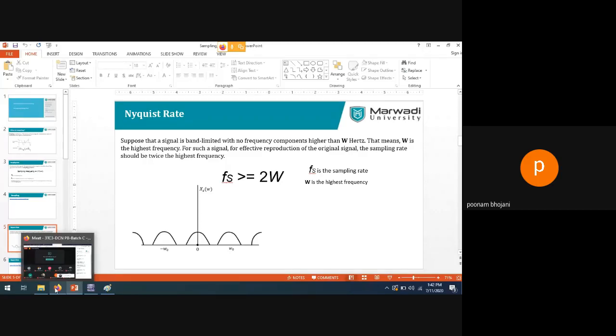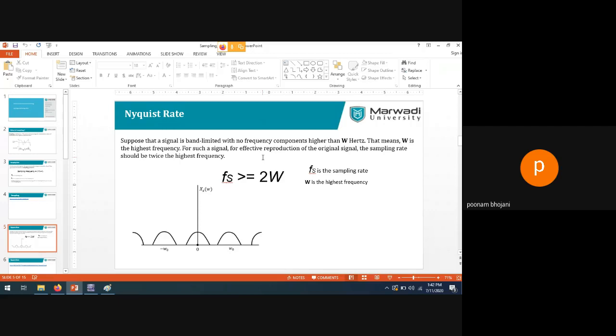But if you do the proper sampling, it should be slightly greater than 2W. It means you can put 3 kilohertz up to 10 kilohertz, that is okay, but you cannot put 100 kilohertz, because then you are increasing the number of samples too much. So there is no use of converting continuous into discrete. Depending upon the bandwidth you have to select this Nyquist rate. That is all about Nyquist rate or sampling theorem.